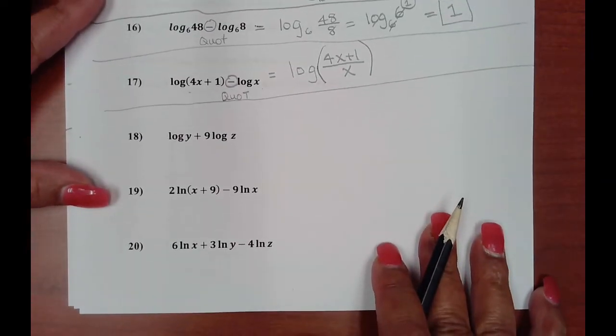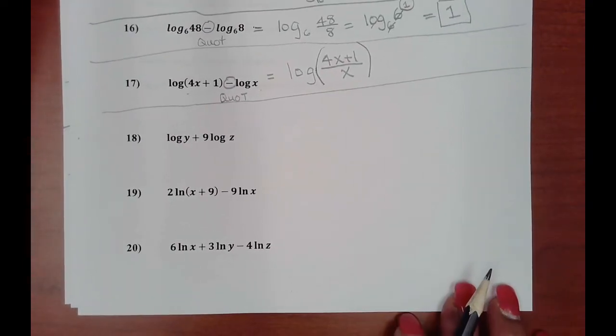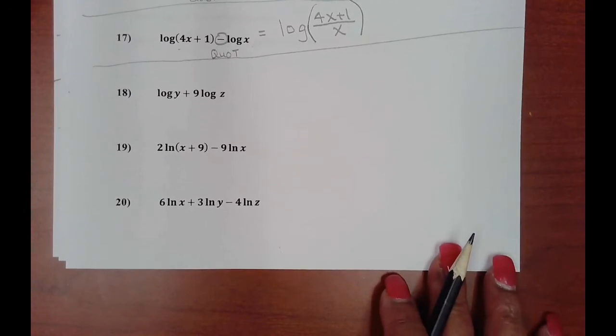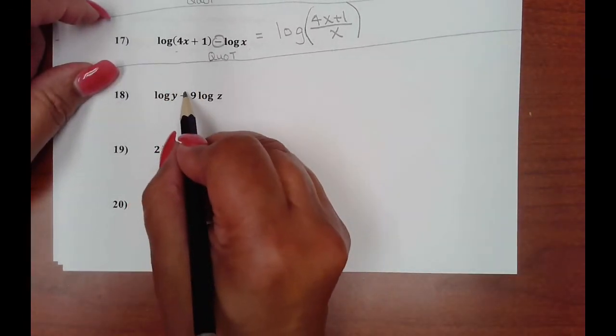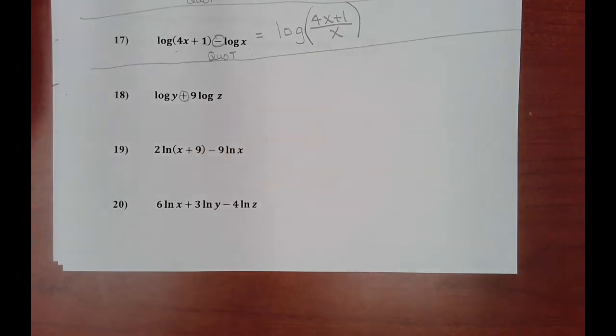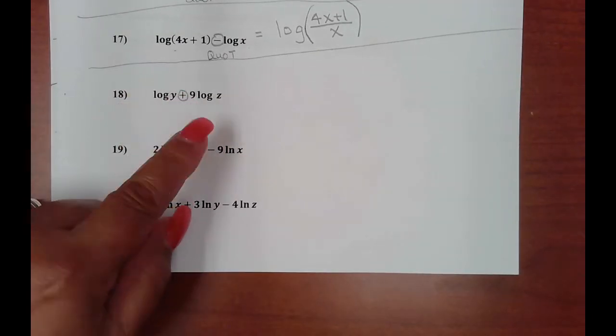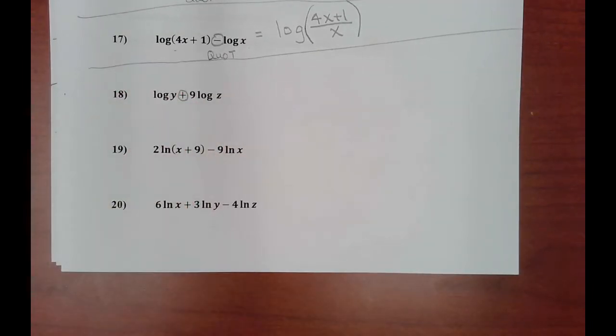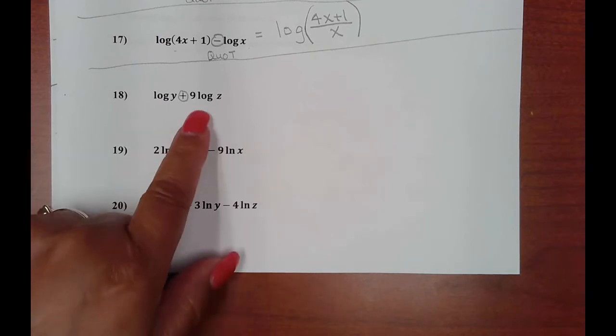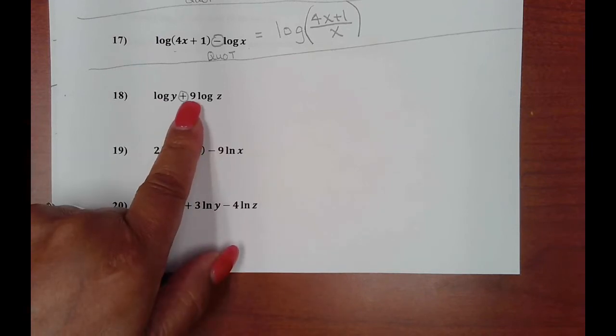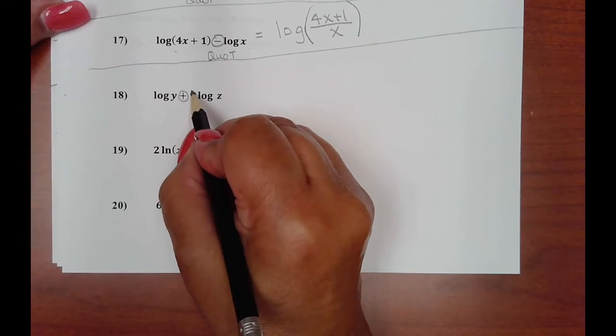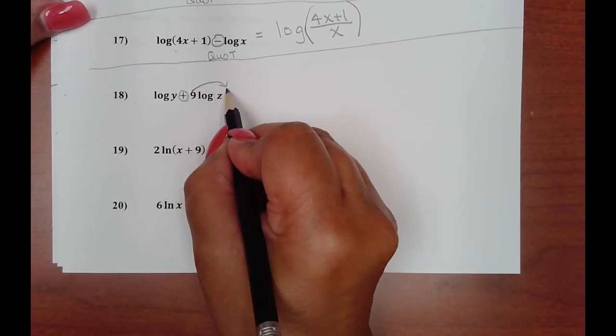Okay, moving to 18. In 18, you have a plus sign. That means these individual logs belong to a product. I also see a coefficient here. Anytime you see a coefficient, I would swing that right back up to where it used to be.